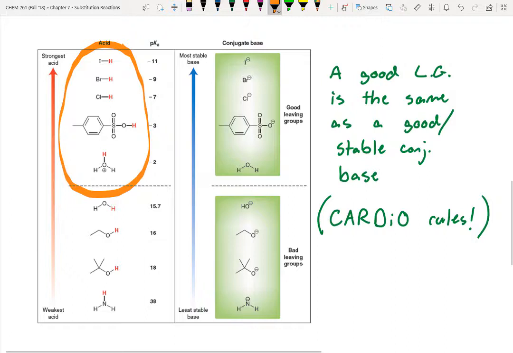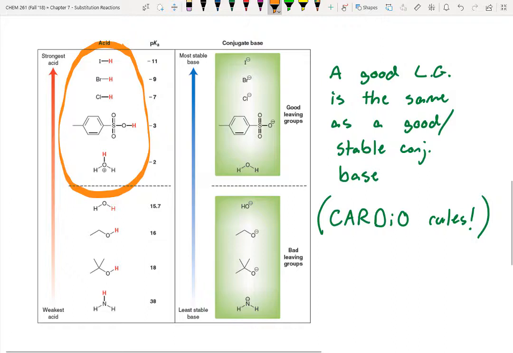The next one above that is tosylic acid. That conjugate base is resonance stabilized, which is really good. And then we have the halo acids like chloride, bromide, and iodide. Why don't we have fluoride? Hydrofluoric acid is actually considered a relatively weak acid, meaning its conjugate base isn't very stable on its own. So fluoride's kind of a crummy leaving group.